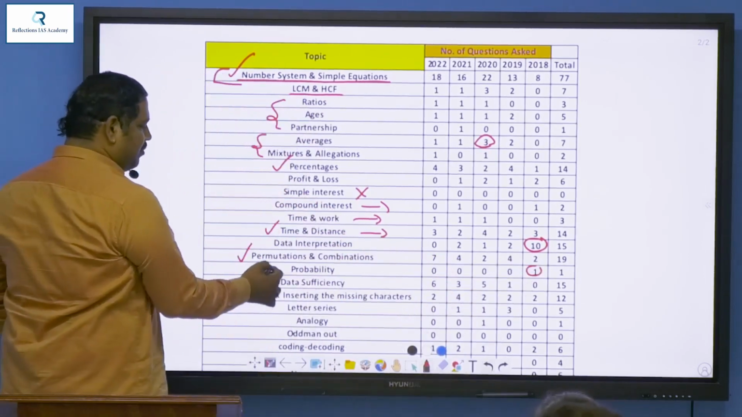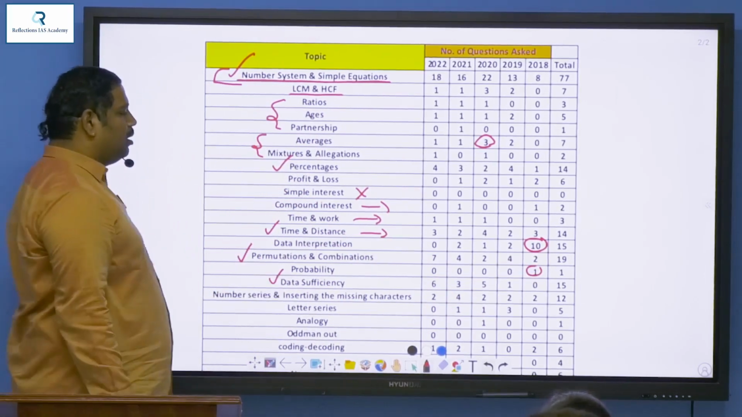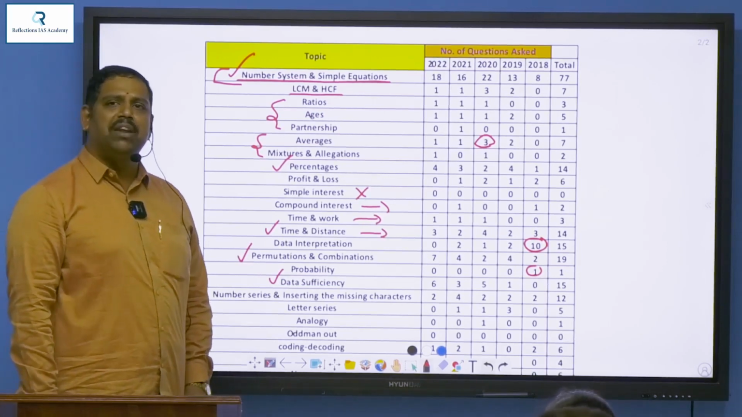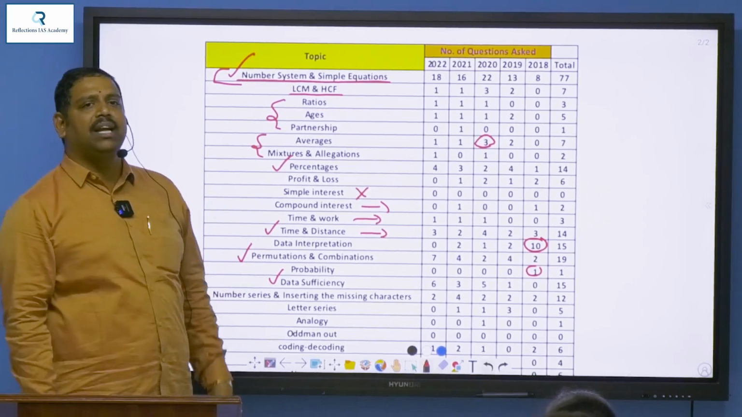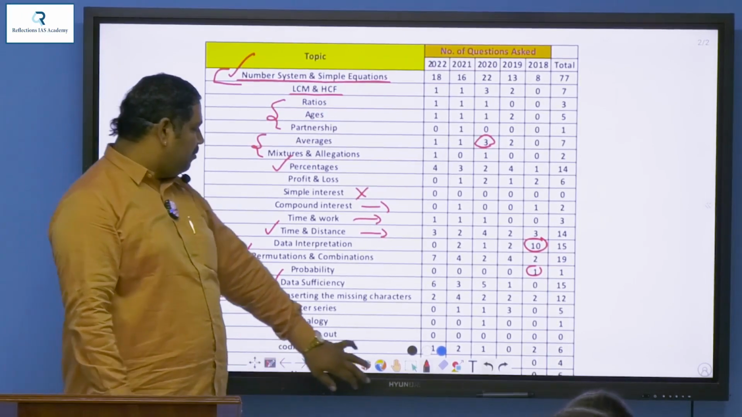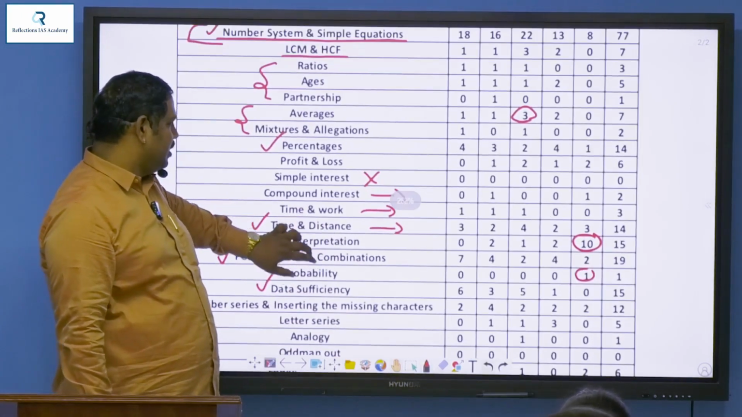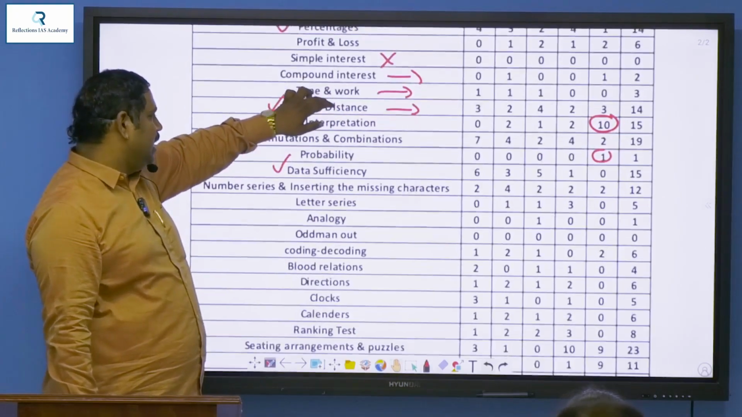Okay. Next one, data sufficiency. This is now the trending topic for you, because in every paper nowadays, minimum 5 to 15 questions you will get from data sufficiency. Okay, 5 to 15 you will get from data sufficiency nowadays. There is a trend now.